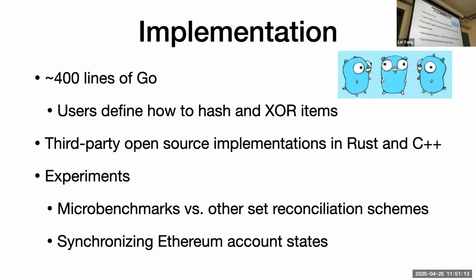And we did an implementation. Surprisingly, it only took 400 lines of Go, and we didn't even use any third-party libraries, just the standard library. Later, someone took the algorithm and implemented it in Rust and C++. So this experiment will focus on micro benchmarks against other set reconciliation schemes, and also a case study where we use them to heal the Ethereum account states.